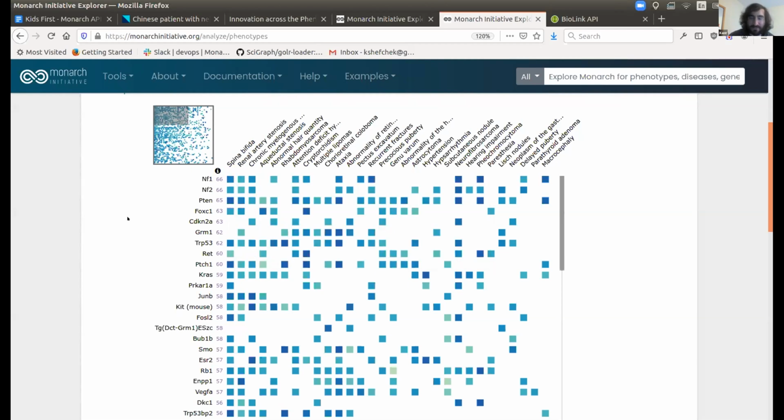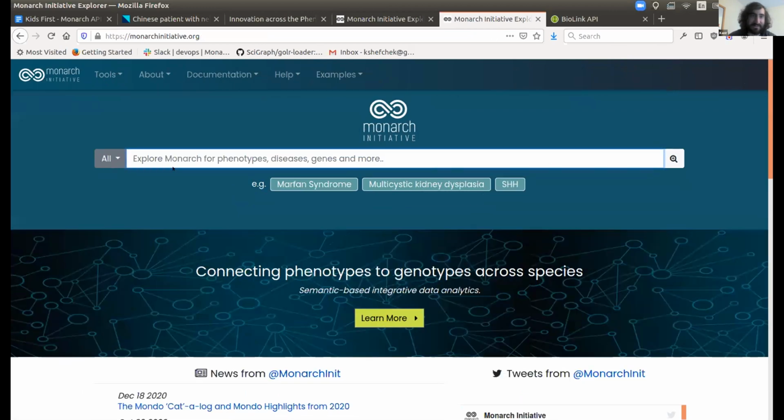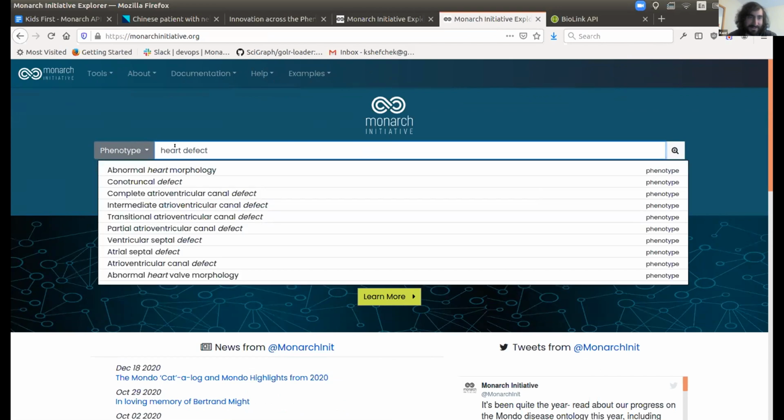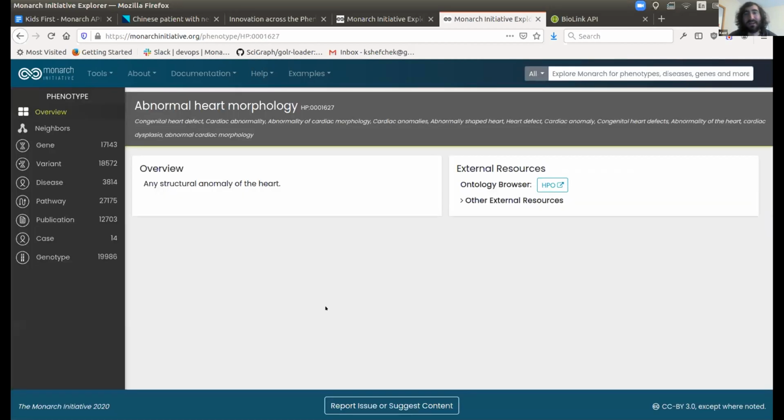So this is one way to explore our data if you have a list of phenotypes and want to explore similar diseases or model genes. The other way is to just enter things into our search bar, it's a little smaller. So I think earlier there was a discussion about heart defect phenotypes. So I'll put that in and hope for the best. So this finds abnormal heart morphology, which I assume is a synonym. And over here, we'll get a bunch of genes, variants, diseases that are annotated to abnormal heart morphology.